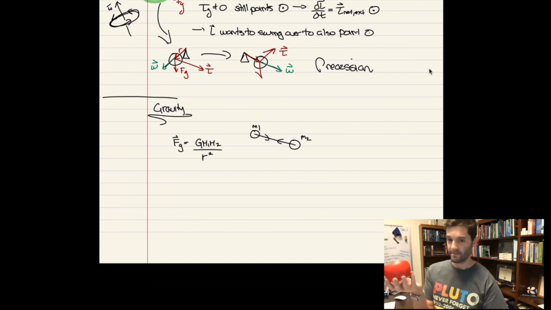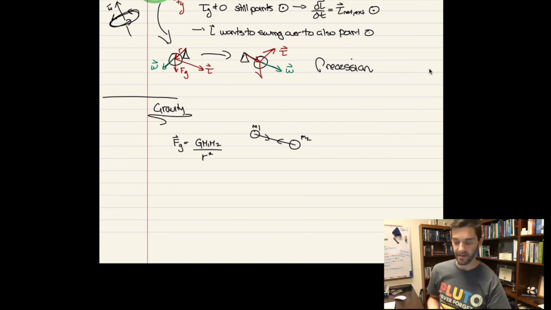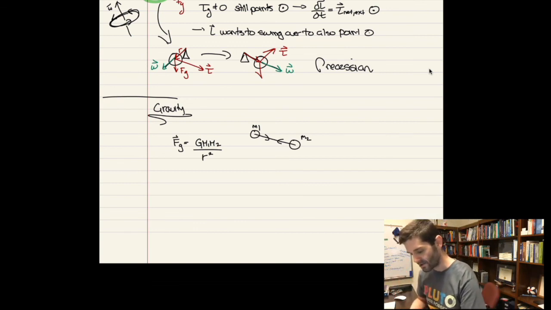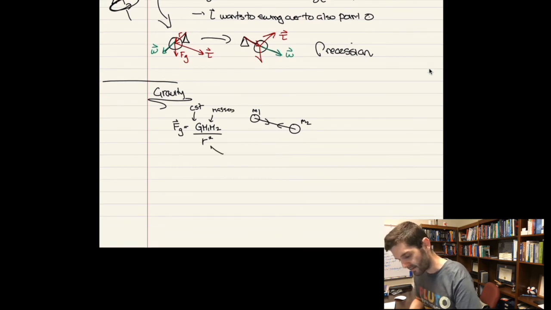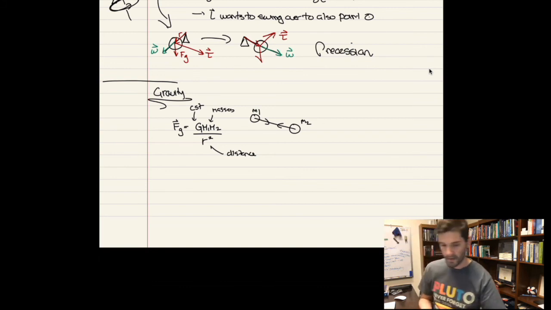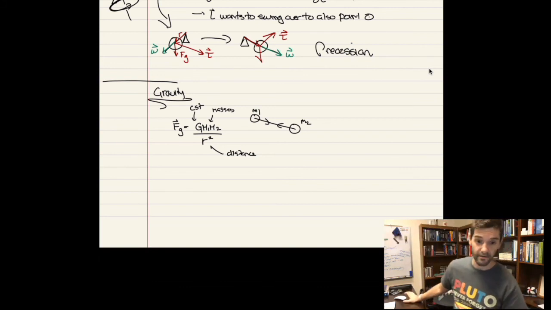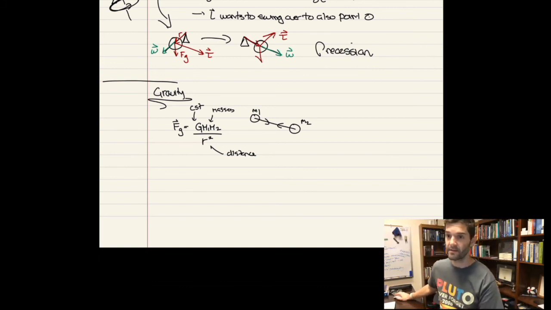And the magnitude of that force is given by an expression that is some constant G, so this is just a number, times the masses of the two individual objects, and then divided by the square of the distance between them. This is Newton's universal law of gravitation, and we'll explore that in the next lecture.